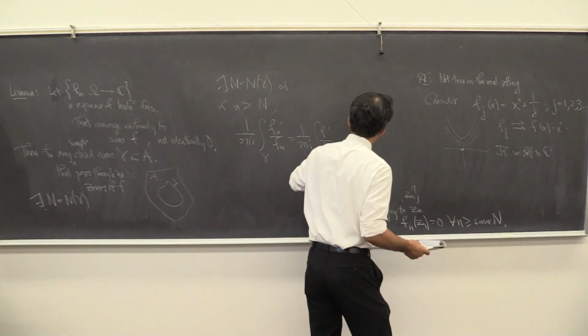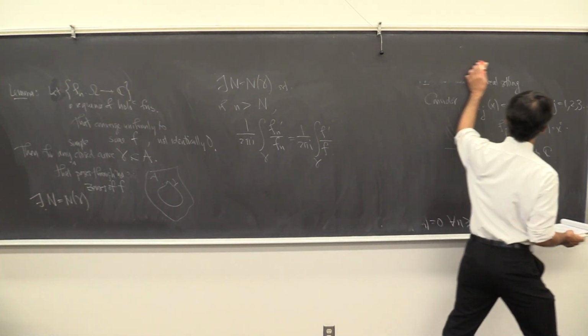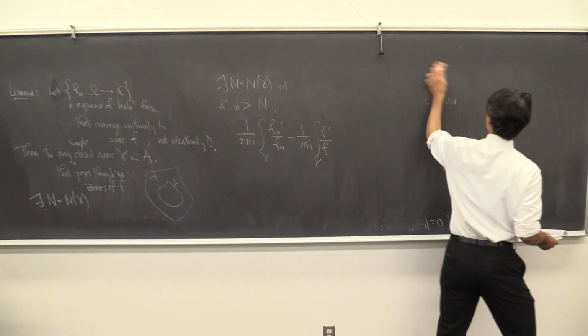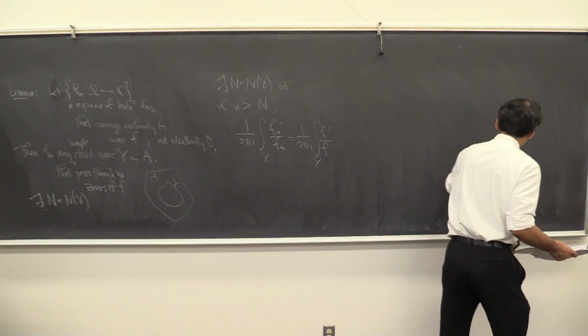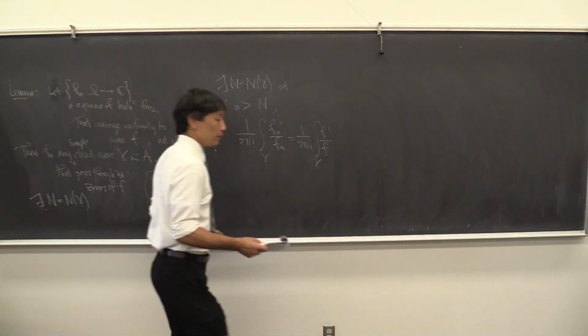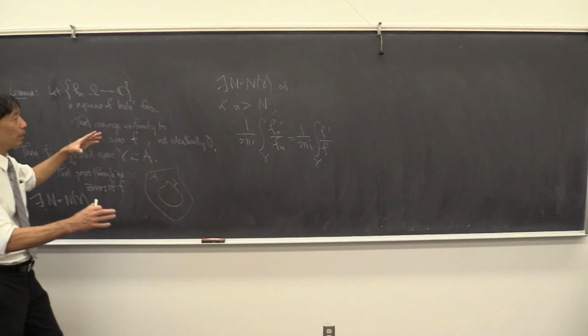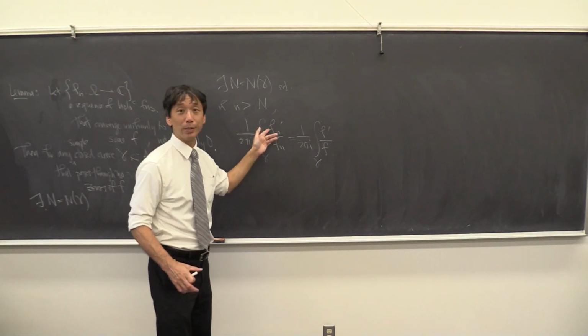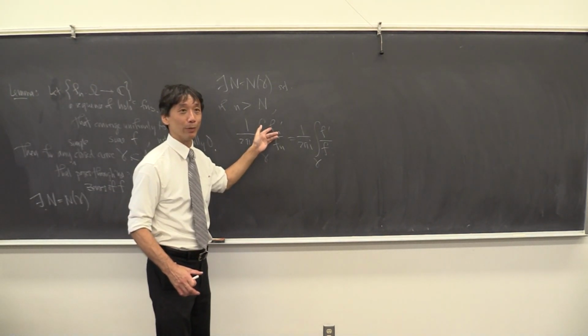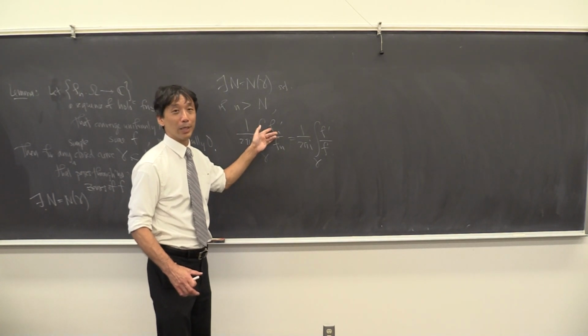So right, let me just say it again. You've got a sequence of holomorphic functions that converge uniformly to some function. And what this is saying is that given any simple closed curve, eventually they're going to have the same number of zeros inside that curve.